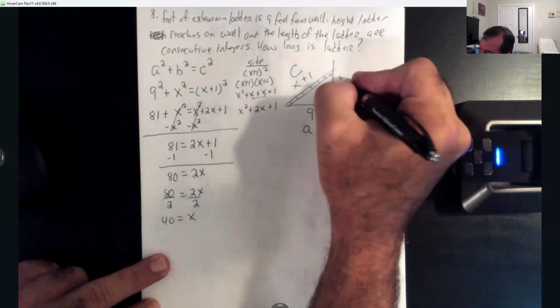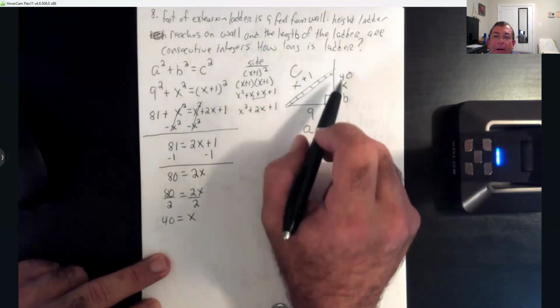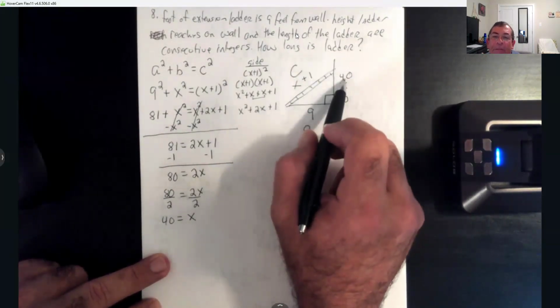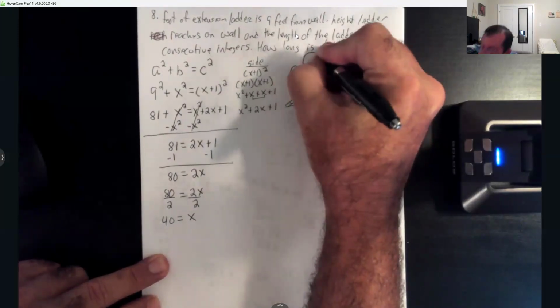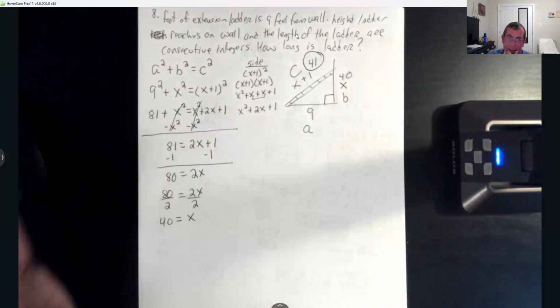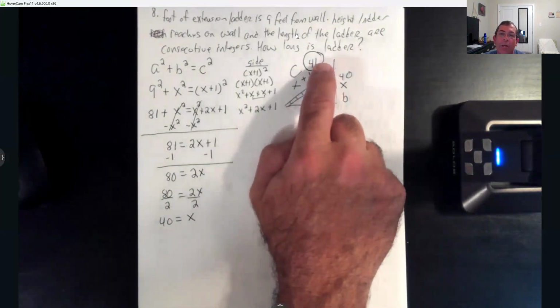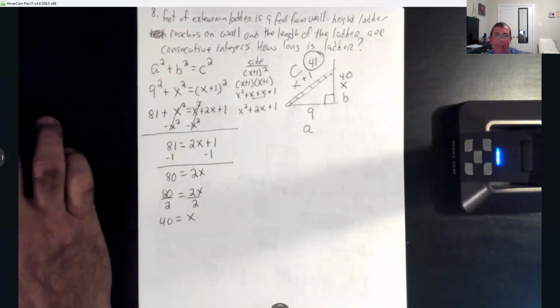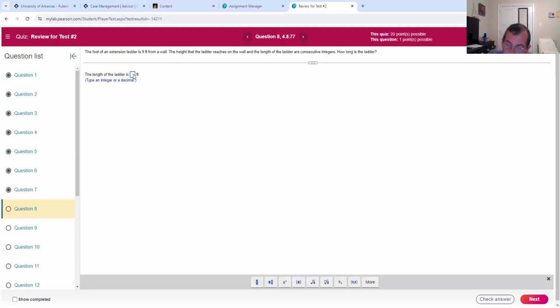So 40 is this height right here. But they want to know how long the ladder is. So to get the ladder, I would do my 40 plus 1, and my ladder would be 41 feet, okay? So whatever answer you get here, you add 1 to it and get your ladder. All right, y'all, so for number 8, we would go in and put 41. And move to the next.